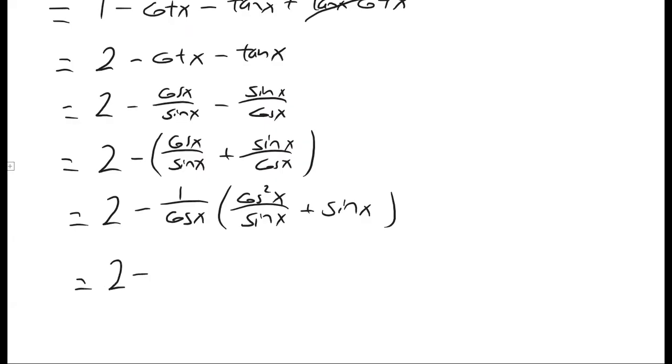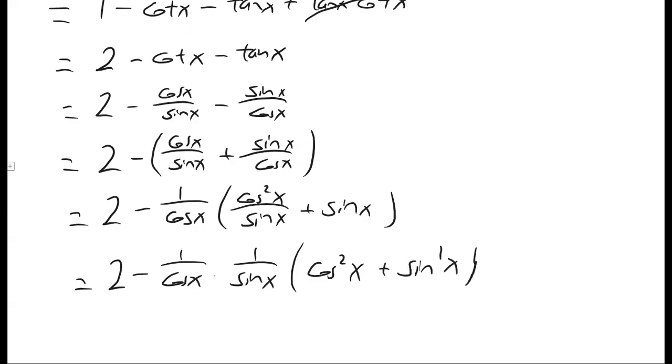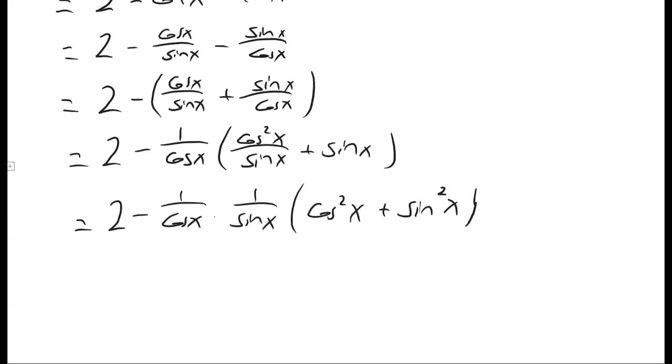And similarly, let's factor out 1 over sine x as well. So this would become cosine squared x, and that becomes sine squared x, the second term. Okay? Look, this is 1 by the Pythagorean identity. So it becomes 2 minus secant x cosecant x. And there's our answer right there.